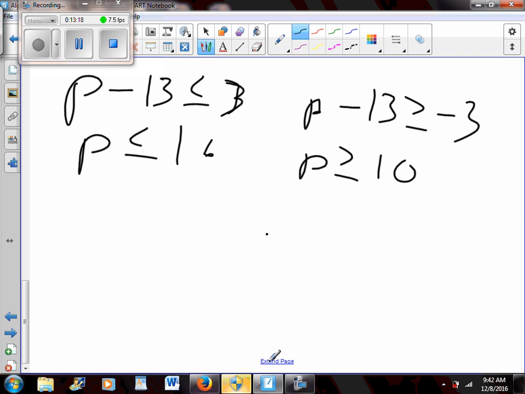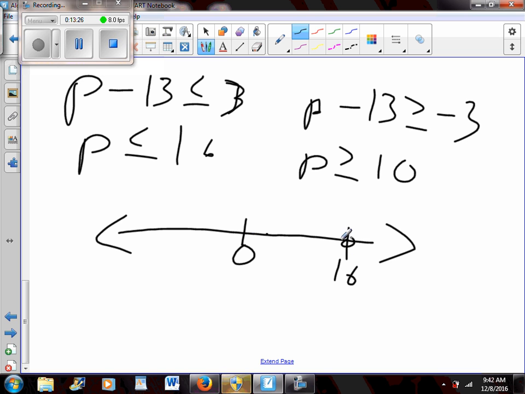So when I graph this one, it's going to behave like an and. So here's 16. Here's 10. Greater than 10, less than 16 puts me in here. That would be the difference in the way that these two would graph. All right?